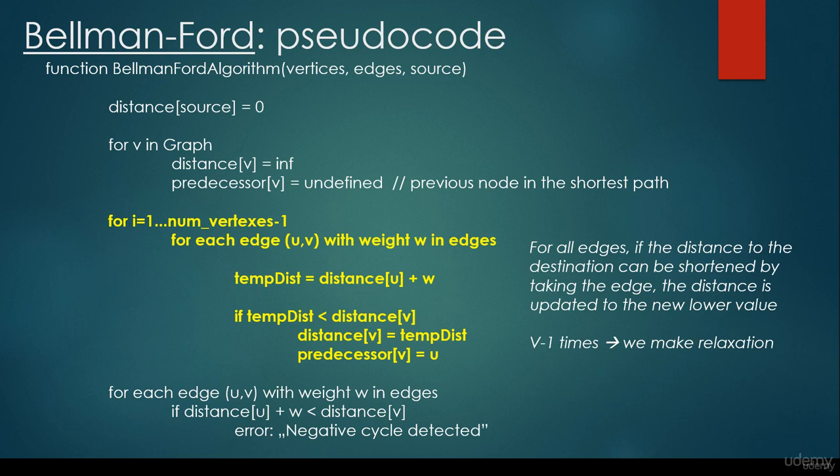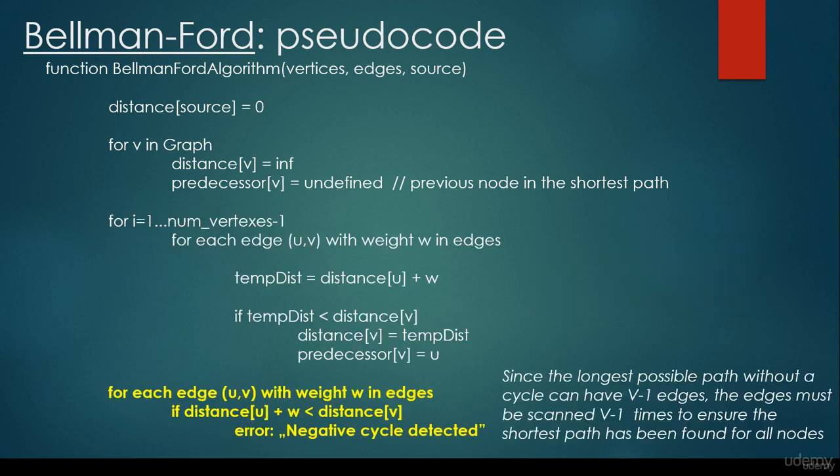And it is the same as, you may recall, Dijkstra's algorithm, that we have the temporary distance, which is the distance to u plus the edge weight between u and v. And if this temp distance is smaller than the original distance, then we have to update the distance and we have to update the predecessor, as we have seen for Dijkstra's algorithm. And it's very important that this is the last step for Bellman-Ford algorithm.